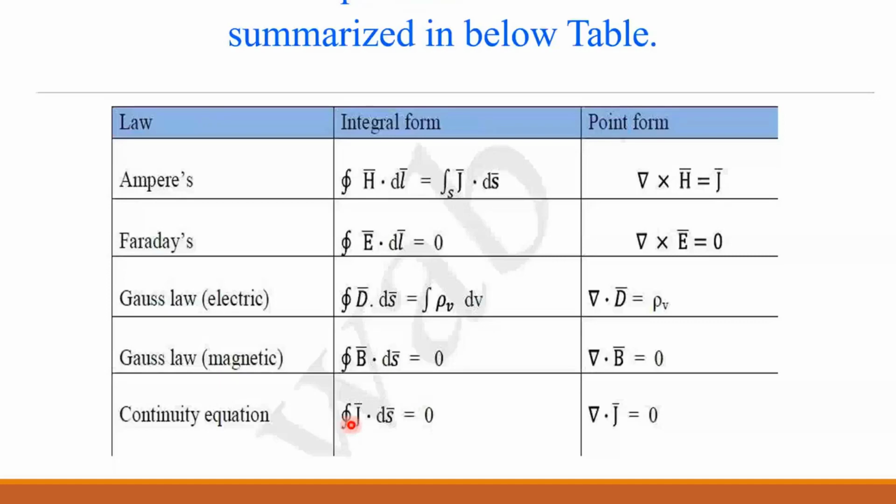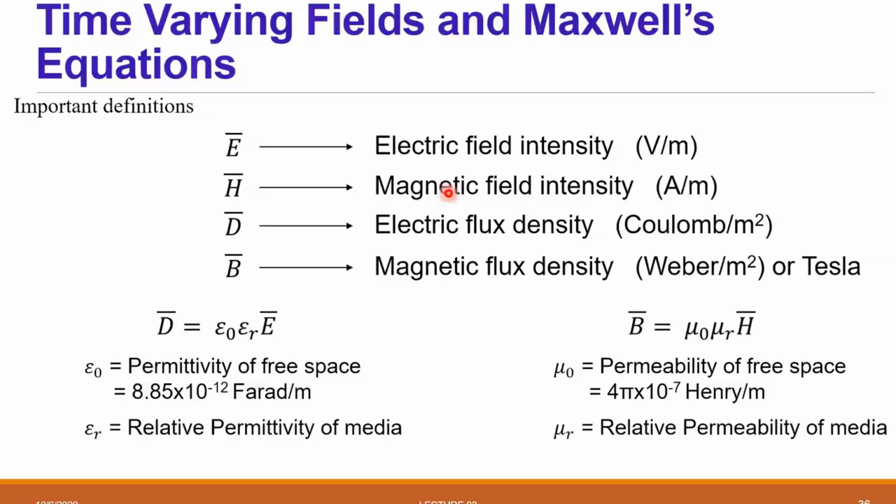Now again we are going to see what the changes are here. Let us just review some points. E bar is the electric field intensity, measured in volts per meter. H bar is the magnetic field intensity, measured in ampere per meter. We already saw all this in the second and third chapters. D bar is the electric flux density, measured in coulombs per meter square. B bar is the magnetic flux density, measured in weber per meter square or Tesla.